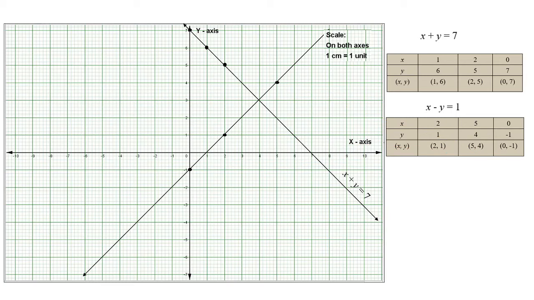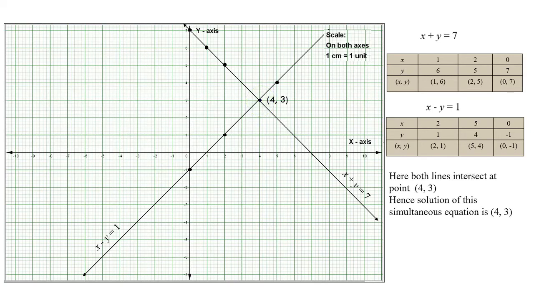We found that both the lines are intersecting at one point here and the coordinates of that point are 4, 3. This point 4, 3 satisfies both the equations. That's why this is the solution of the simultaneous equation. And therefore we can write the solution as x is equal to 4 and y is equal to 3. In this way, by graphical method, we can solve the simultaneous linear equations.